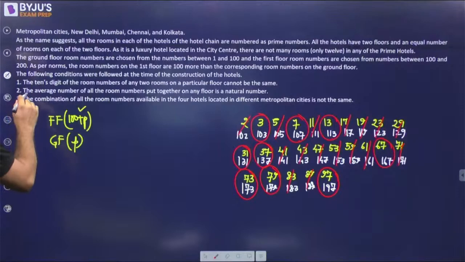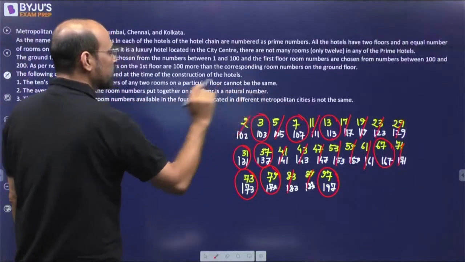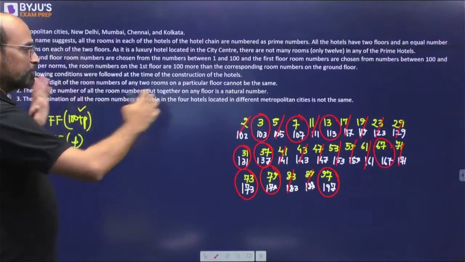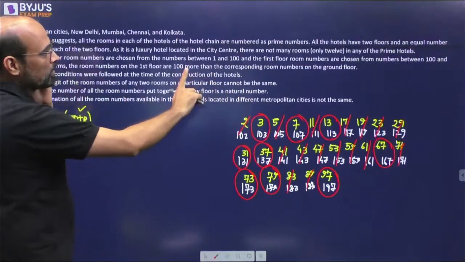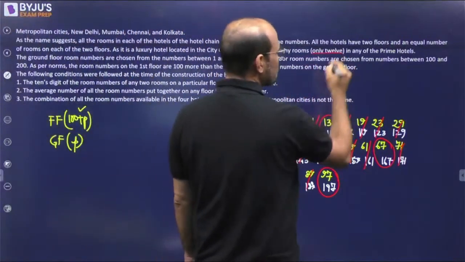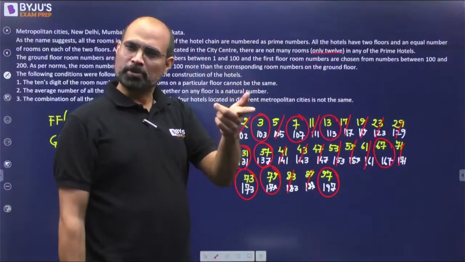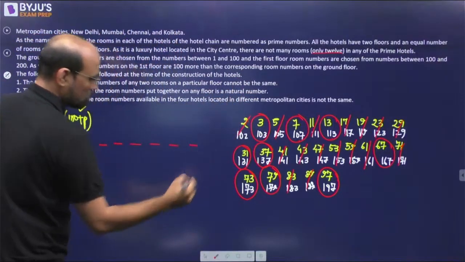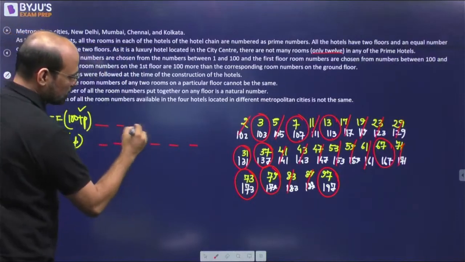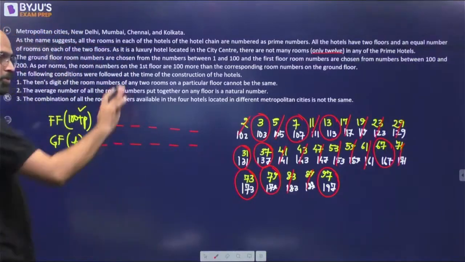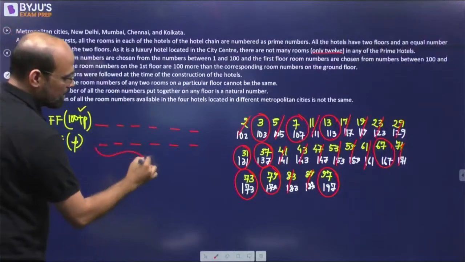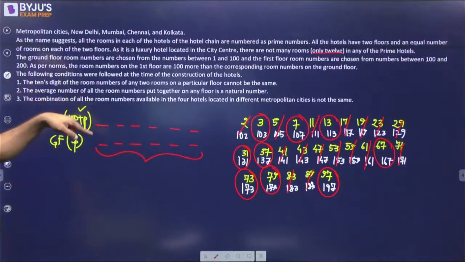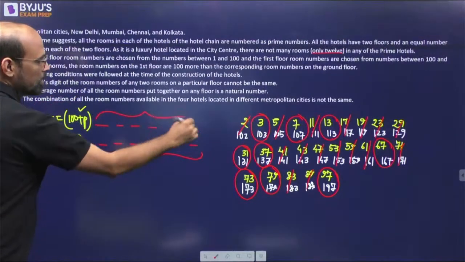Then it says the average number of all the room numbers put together on any floor is a natural number. So, we have total how many floors here? 12 rooms here. And there are 2 floors with equal number of rooms. So, ground floor pe you have got 6 rooms. And first floor pe you have got 6 rooms for each of the locations. 12 rooms. It says that the average जो होना चाहिए of any floor, it should be a natural number.